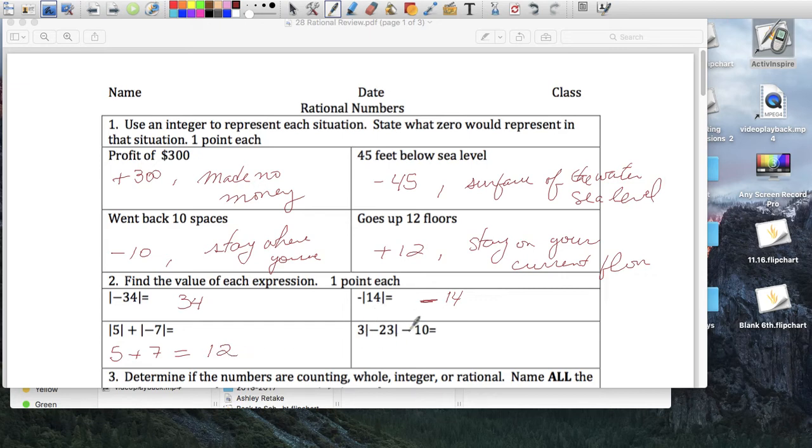This one, careful how you read it. It says 3 times the absolute value of negative 23 minus 10. So you've got to multiply this, but before you multiply, you've got to take the absolute value. So it's 3 times the absolute value of negative 23, which is 23, minus 10. 3 times 23 is, I don't know, 69, minus 10, and you would get 59. Okay?